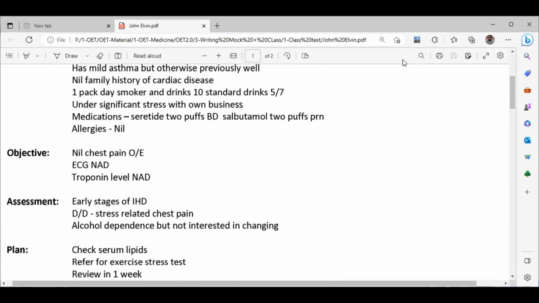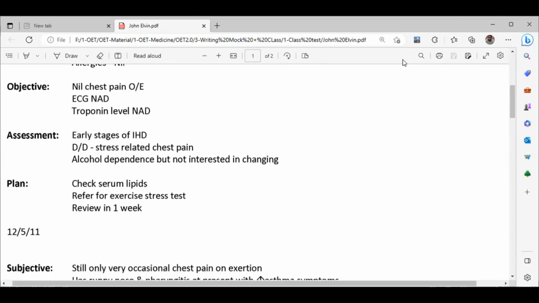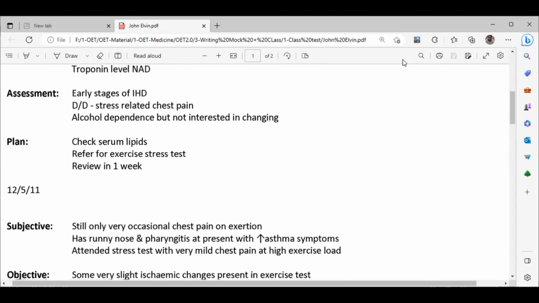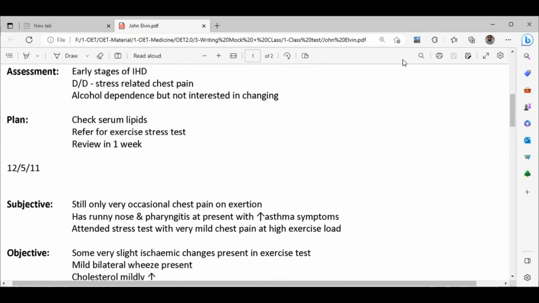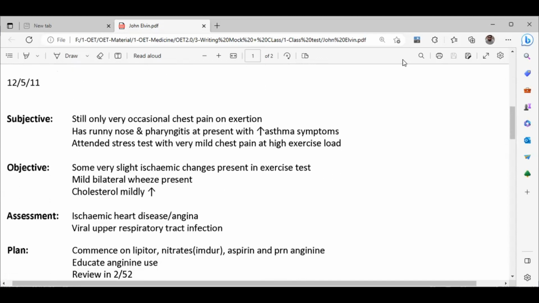Let's say the medication that he has been taking, fine. And at that time, there was nothing significant detected. And we made a diagnosis of early stages of ischemic heart disease. And there might be a differential diagnosis of chest pain, stress related. At that time, we planned something, and the patient was scheduled to see you again after 1 week. After 1 week, he came again.